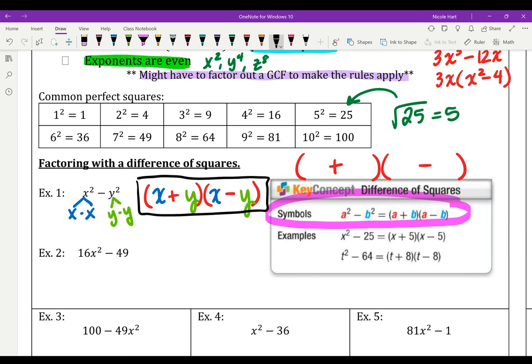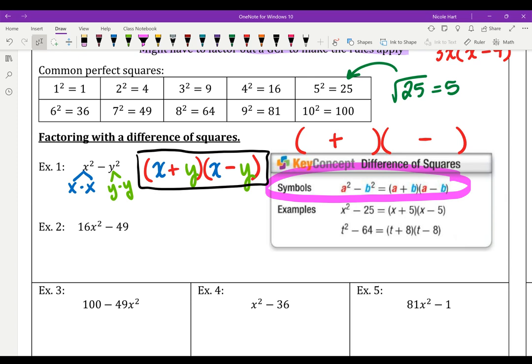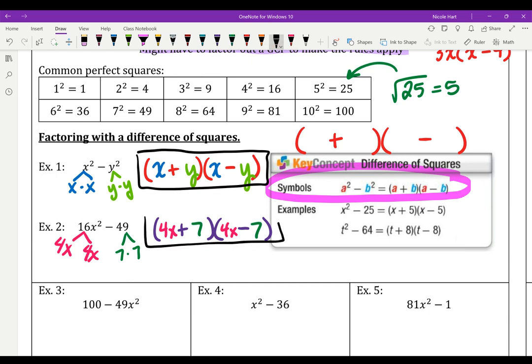So we're going to do that again. Our next example has numbers in it as well, so we have to keep in mind, can we factor out a number? So I've got 16x squared. 16 is 4 times 4. And x squared is x times x. So we have 4x and 4x. 49 is 7 times 7. So again, we're going to set up two binomials, one with addition, one with subtraction. 4x is going to go to the front of each, and 7 will go at the end. And that is our final answer for that example.